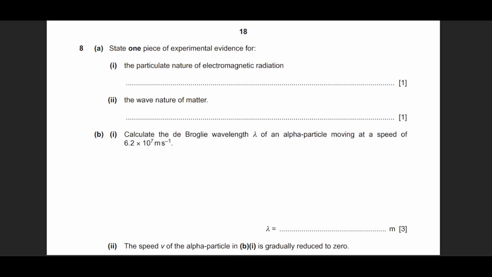So, state one piece of experimental evidence for the particle nature of electromagnetic radiation. So what is the particulate nature? What gives us the license or the guarantee that electromagnetic radiation is a particle? The photoelectric effect. And we use the photoelectric effect in solar panels to produce electricity.